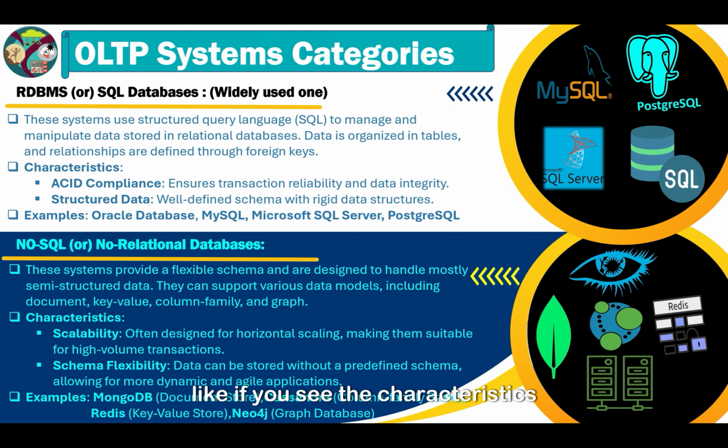If you see the characteristics of NoSQL databases, they are scalability and schema flexibility. Scalability means if you want to scale up for high volume transactions, you can easily scale up here because we don't have predefined schemas in NoSQL databases. So dynamically you can store the data. The data will be mostly stored in the form of key-value pairs, column family, graph, or document.